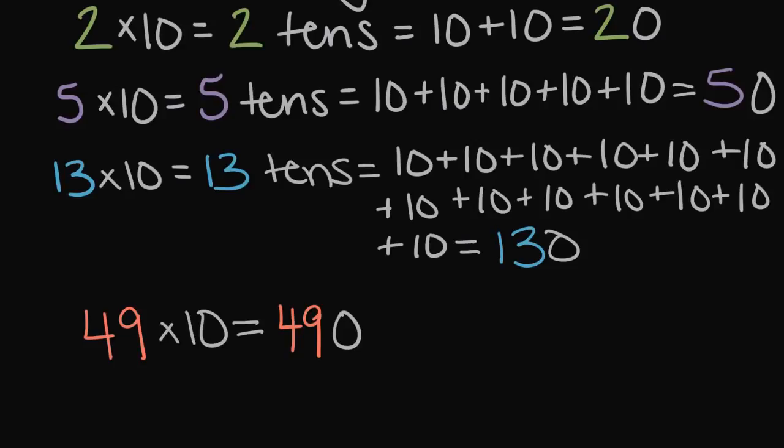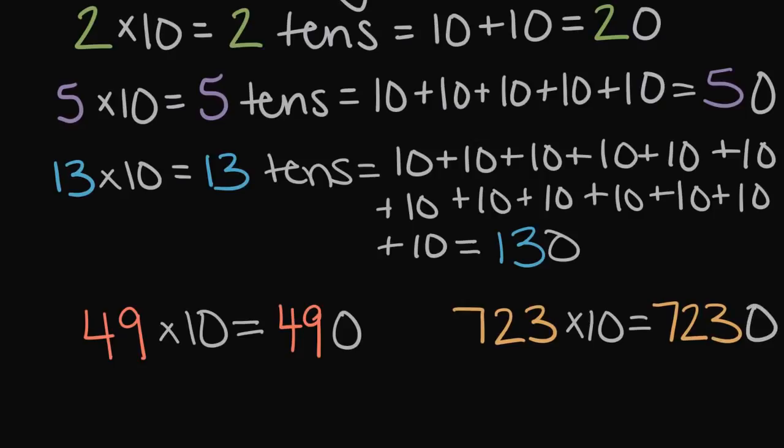Let's go even tougher than that. What if we had something like 723 times 10? Well, our solution, and maybe you've guessed it, is going to be 723 with a 0 on the end, or 7,230 is the way we would actually read that answer. But looking at it, it quite simply is the original number, 723, with a 0 on the end.